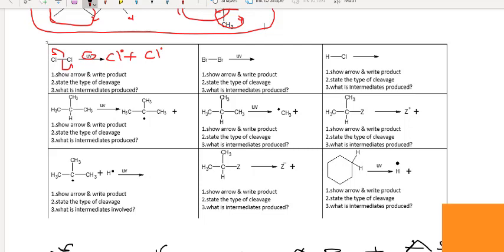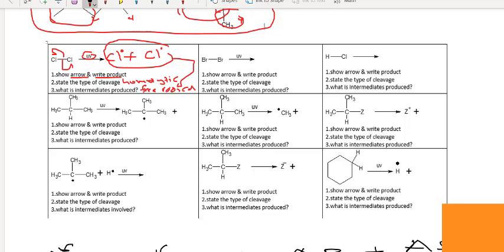Okay. So show arrow, awak dah tunjuk arrow, and write product, awak dah write the product form. State the type of cleavage. So the type of cleavage is homolytic cleavage. So what is the intermediates produced? Intermediates ni lah produk yang awak hasilkan ni. So apa nama spesies ni? Ni nama dia free radical.